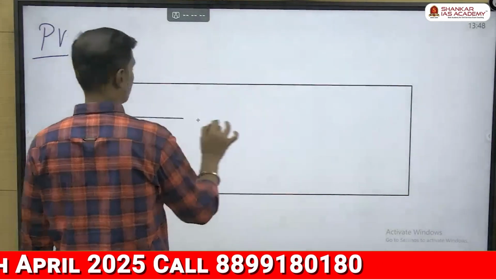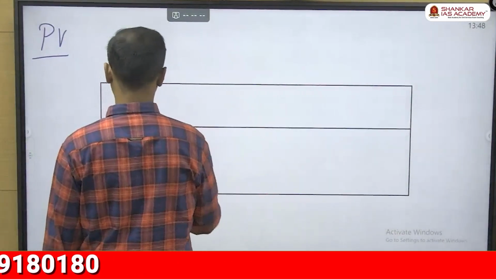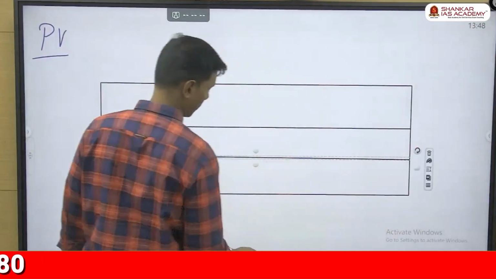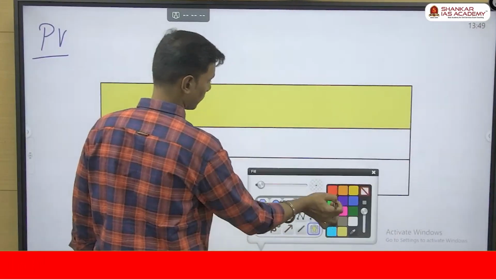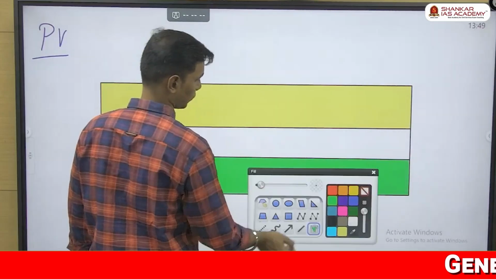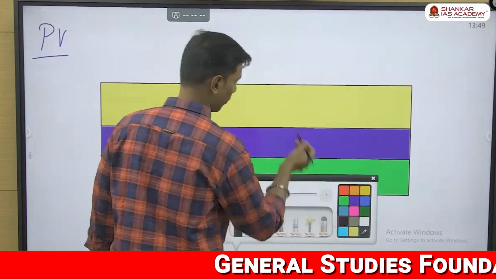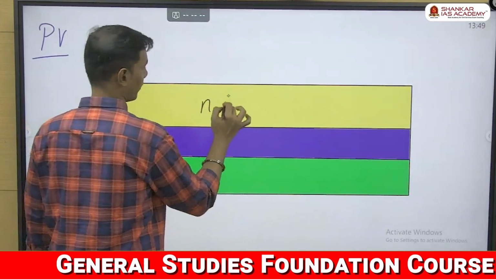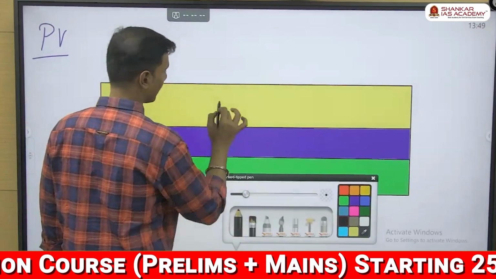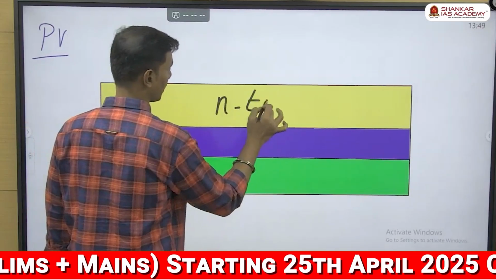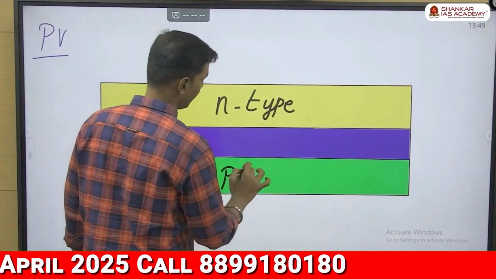If this is the cross section of a panel, on the top we have N-type semiconductor. If you say N-type, what will be added inside? Trivalent or pentavalent impurities? Pentavalent impurities. And at the bottom we have P-type semiconductor.